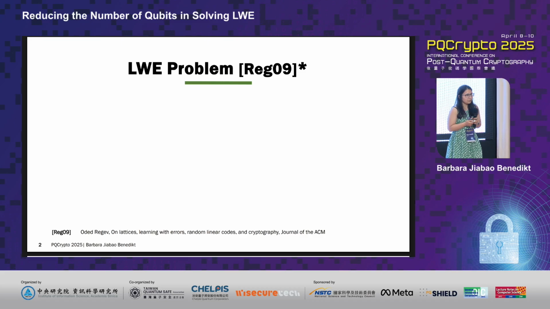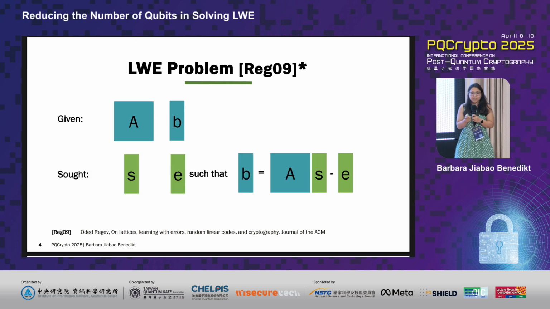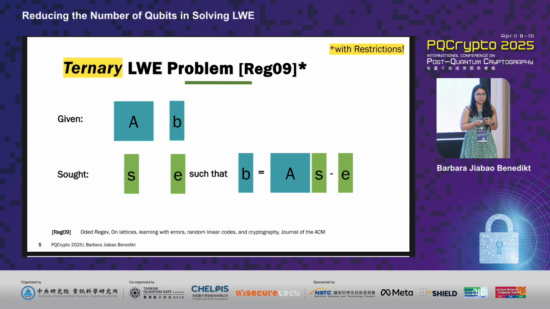LWE was originally proposed by Regev in 2009 as a public key encryption scheme. Given are a matrix A and a vector B as a public key. The LWE problem asks to solve the linear equation B equals AS, where S is the solution of this linear equation, which is disturbed by a small error vector E. This problem is very relevant in post-quantum cryptography, and in Dilithium in the general form as you can see here.